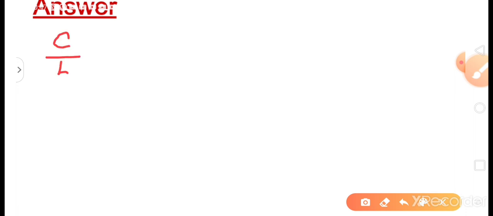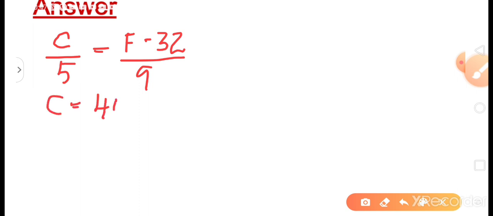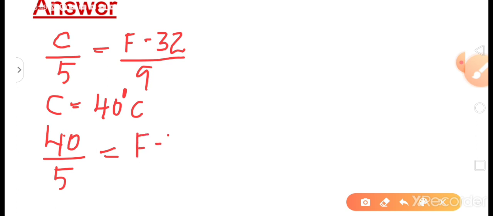C by 5 is equal to F minus 32 divided by 9. So the given values also we need to write. It's already given C is equal to 40 degree Celsius. Then substitute the value in the above equation. Then we get C means 40, it is already given, divided by 5 is equal to F minus 32 divided by 9.